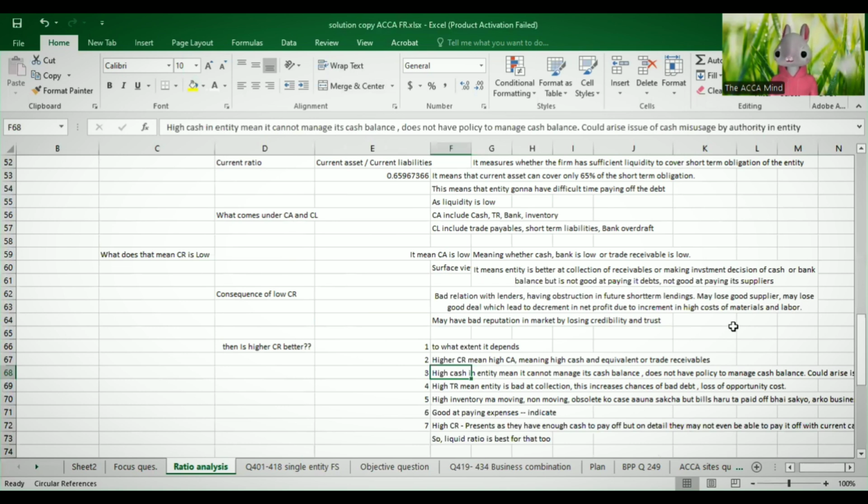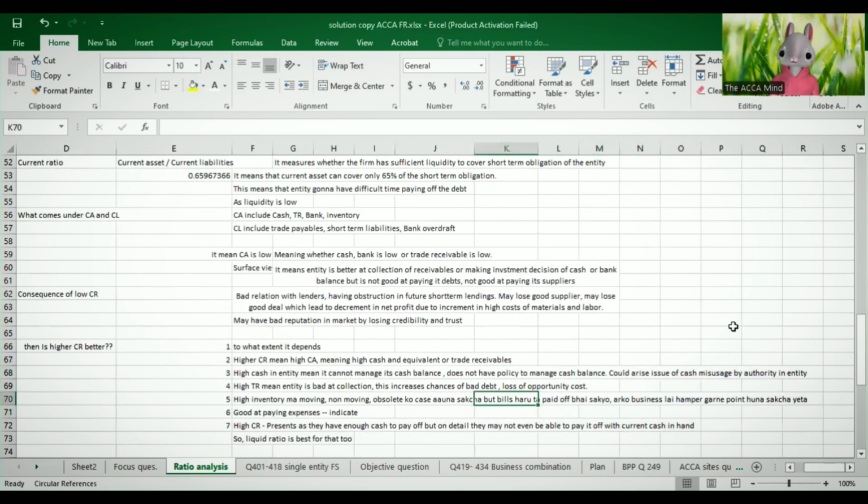And high trade receivables may also mean that it is bad at collection. This increases the chances of bad debts and loss of opportunity cost. In high inventory, there is moving inventory, non-moving inventory, and obsolete inventory, right? We have already paid the creditors while buying the inventory, so our money is held on that inventory. But if it is non-moving, it is not selling.